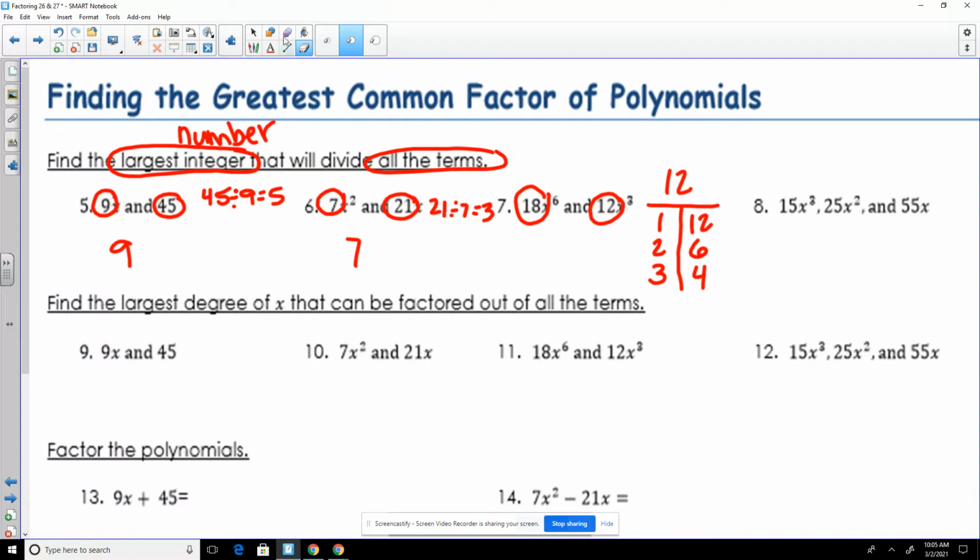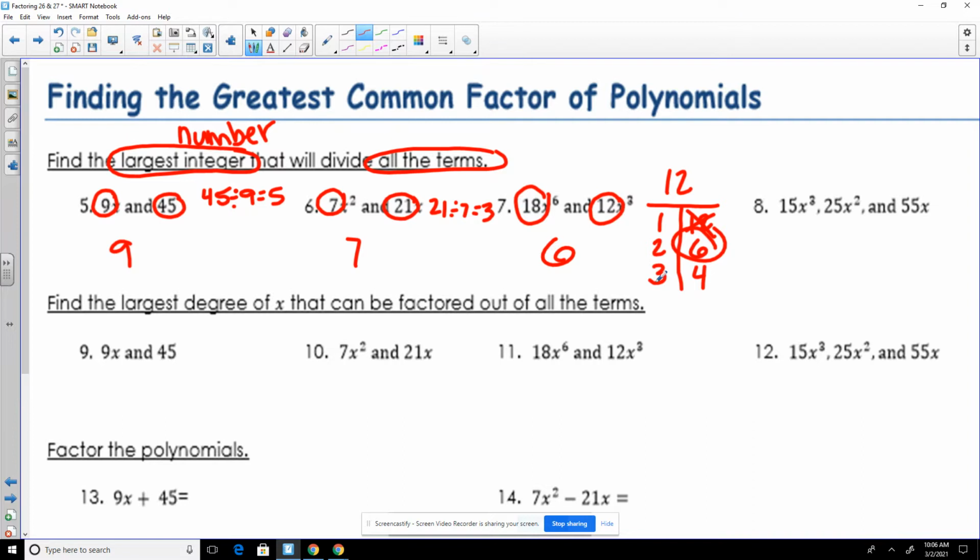So now you need to determine, if these are the only 6 numbers that will divide evenly into 12, what's the highest number that will also divide into 18? Well, we already said 12 wouldn't work. So let's look at 6. 6 is the next highest number. 6 will go into 12 2 times. 6 will go into 18 3 times. So that means that 6 is the highest number that will go into both.